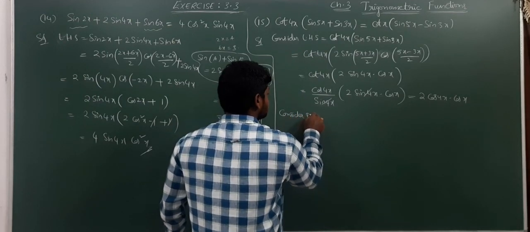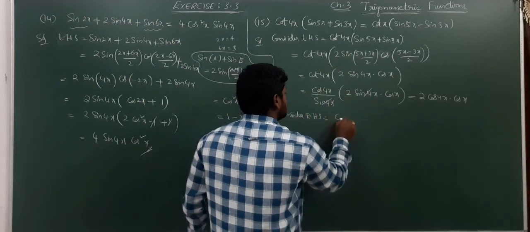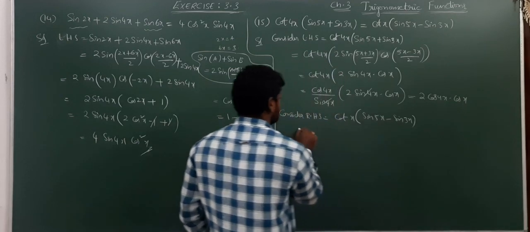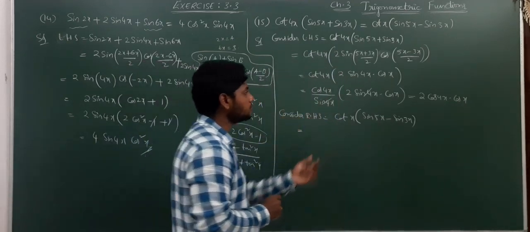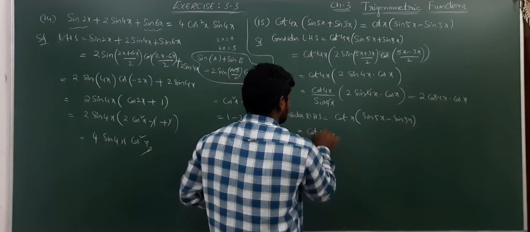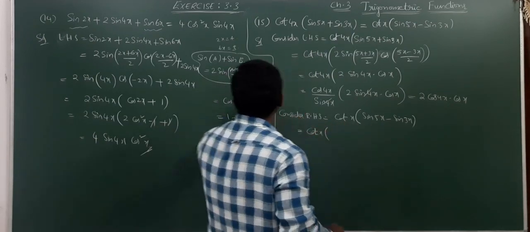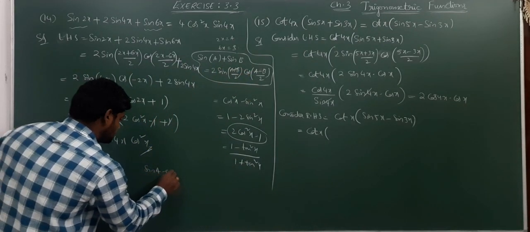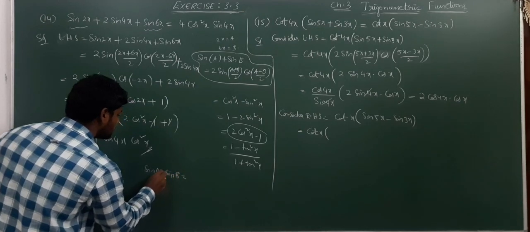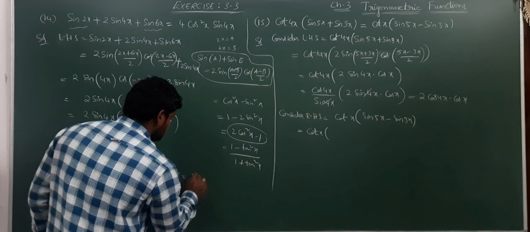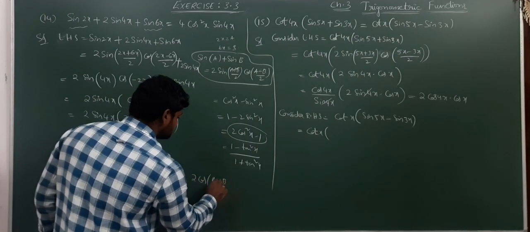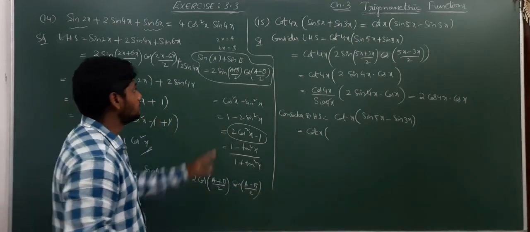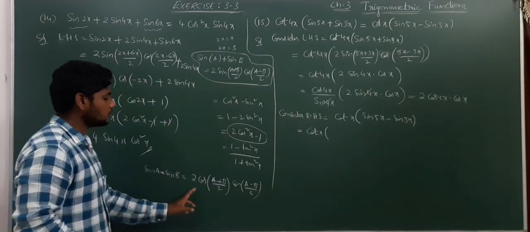So consider RHS, which is cot x into sin 5x minus sin 3x, right? Now this is the form of sin A minus sin B. What is the formula of sin A minus sin B? See, all these formulas I have given. Sin A minus sin B is 2 cos (A plus B) by 2 into sin (A minus B) by 2. Right? For plus, sin cos will come. For minus, cos and sin will come.